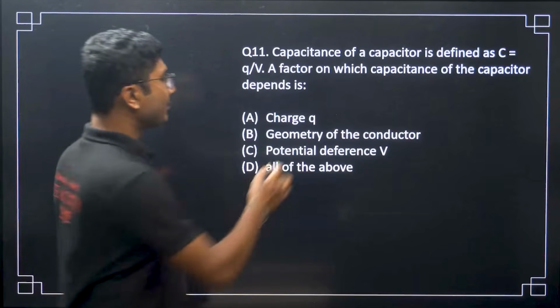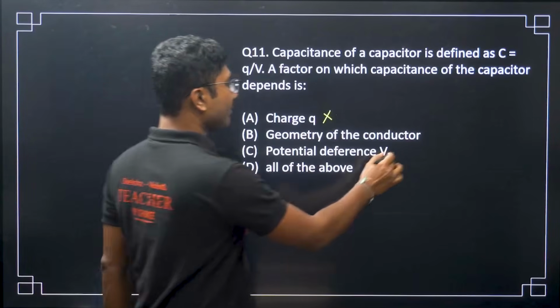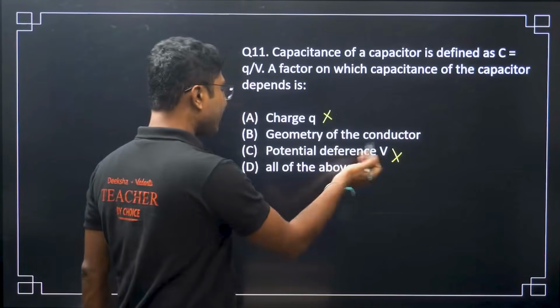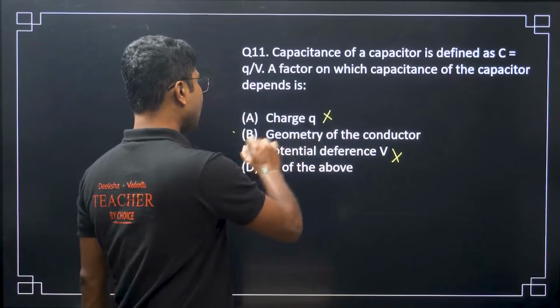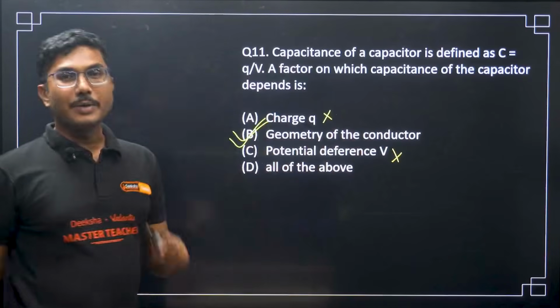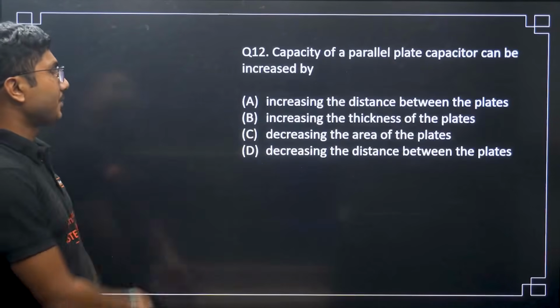It only depends on the dimension of the capacitor, right? So charge Q, it does not depend. Potential V does not depend. All of the above is obviously not correct. So geometry of the conductor is the correct answer. It only depends on the geometry of the conductor.